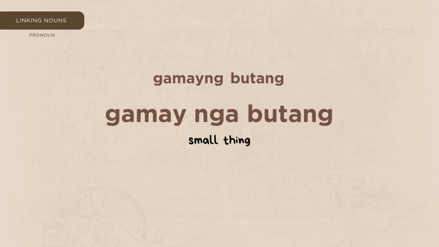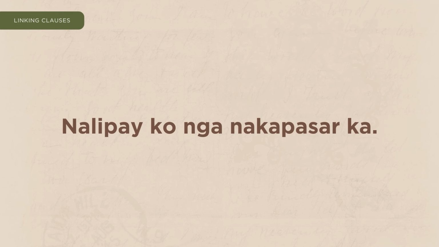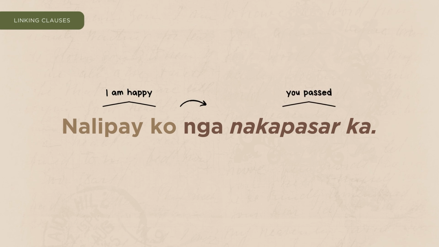The linker nga could also serve to join two independent clauses or complete sentences, connecting them in a manner similar to the word that in English. Nalipay ko nga nakapasar ka. Our clause here, nalipay ko, meaning I am happy, is connected by our nga linker to our sentence nakapasar ka, which means you passed. Nalipay ko nga nakapasar ka. I am happy that you passed.